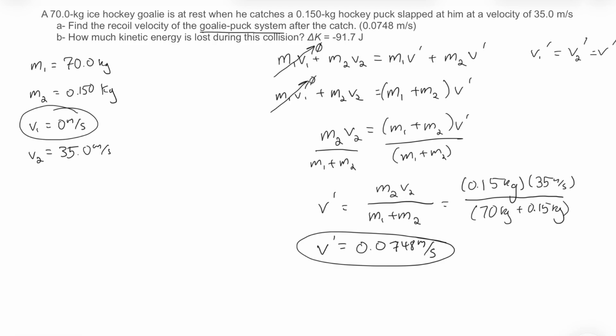And it makes sense that they're moving so slowly, because the hockey puck has all of our initial momentum, right? It's moving very fast, 35 meters per second, but it's very small relative to the goalie. So when the hockey puck and the goalie combine as one object, they have a significantly larger mass than the hockey puck by itself, so they'll be moving much slower because of the conservation of momentum.